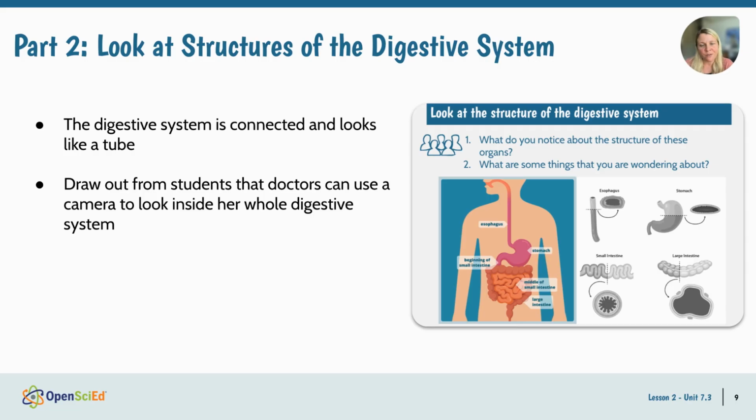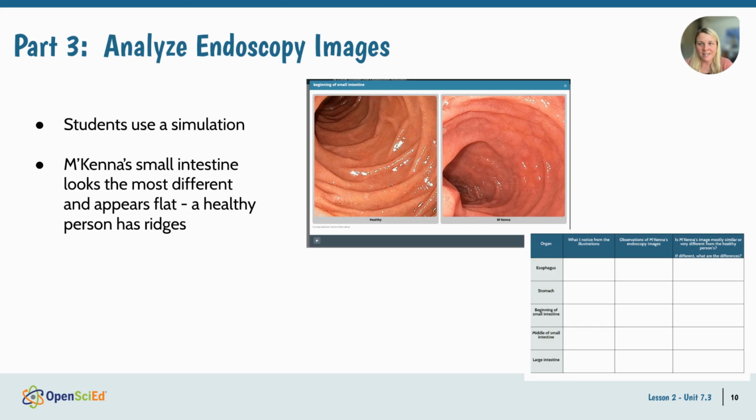After looking at patterns found in the cross-section, students notice that they all look like tubes and they all seem to be connected. This leads students to asking if it's possible to send a camera down into her stomach and digestive system, which leads us right into part 3, which is analyzing endoscopy images. In part 3, which is about halfway through day 1, the students get to actually look at pictures comparing different parts of the digestive system.